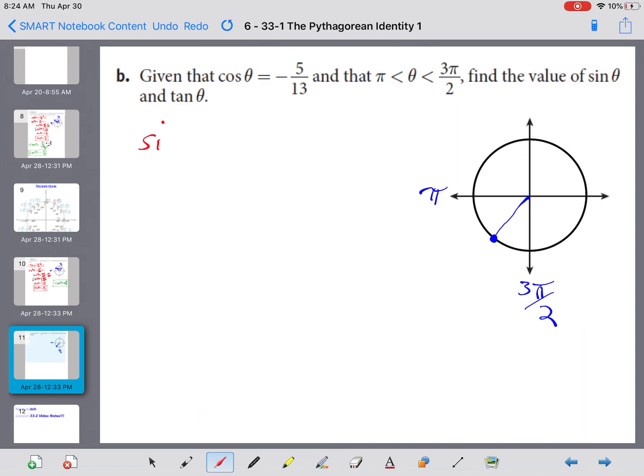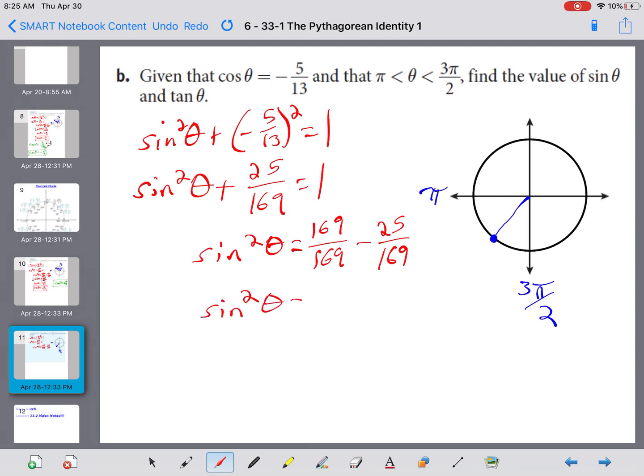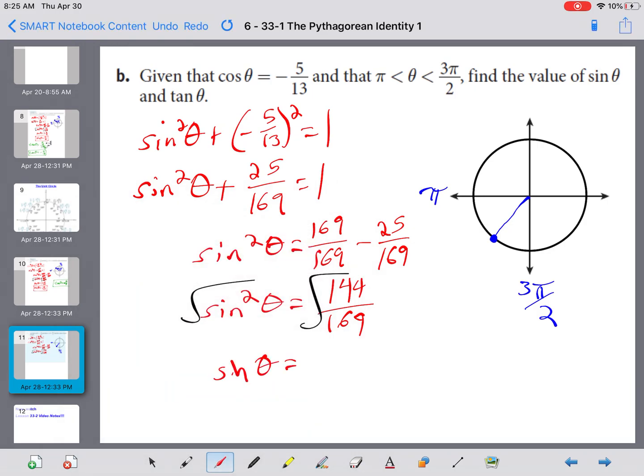So to find the sine, sine squared of theta plus negative 5/13 squared equals 1. Clean that up: sine squared of theta plus 25 over 169 equals 1. Sine squared of theta equals, let's make common denominators, 169 minus 25 over 169. So sine squared equals 144 over 169. Square root both sides. You get a sine value of plus or minus 12/13.